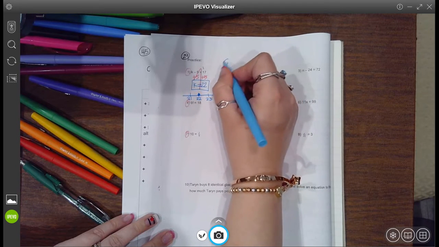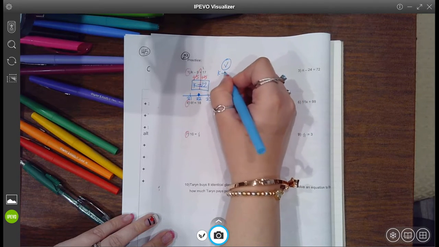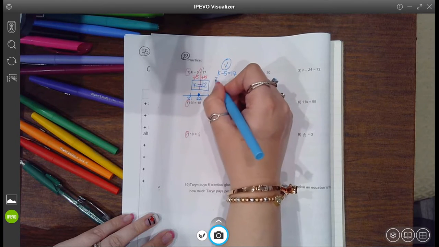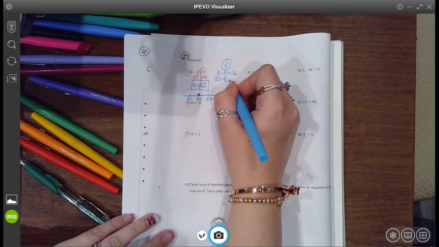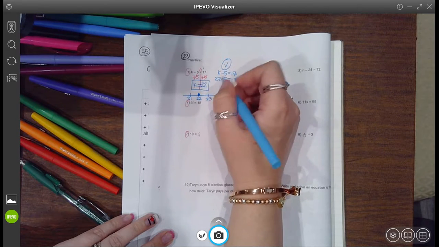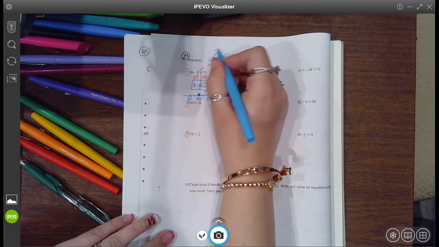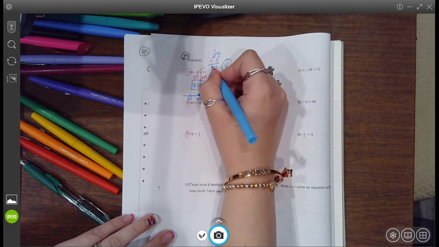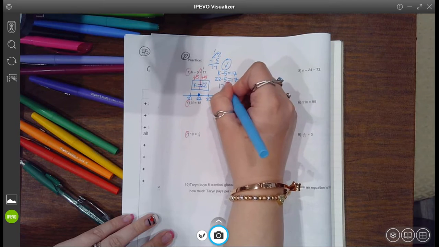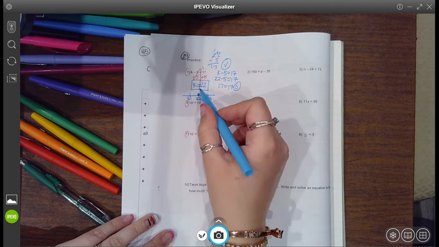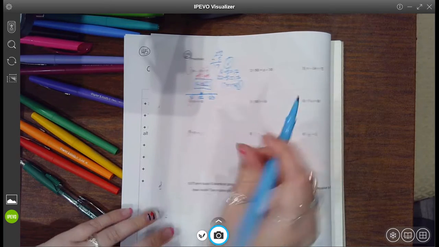Okay, now to check yourself, rewrite the original equation. Substitute in what you think k is. You think it's 22. And then simplify. 22 minus 5, borrow. 12 minus 5 is 7. Bring down the 1. You get 17 equals 17. That's a true statement. So then you know with confidence, yes, 22 was indeed the right answer.